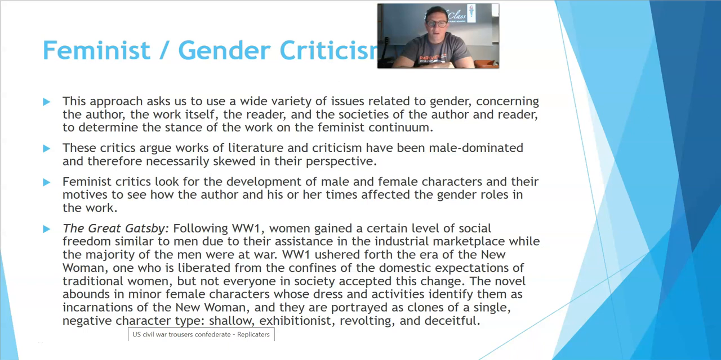Usually we look for the development of male and female characters and their motives to see how the author in his or her times affected the gender roles in the work. Okay, the piece of work, not like employment. So, gender roles. Take a feminist reading, once again, of The Crucible.